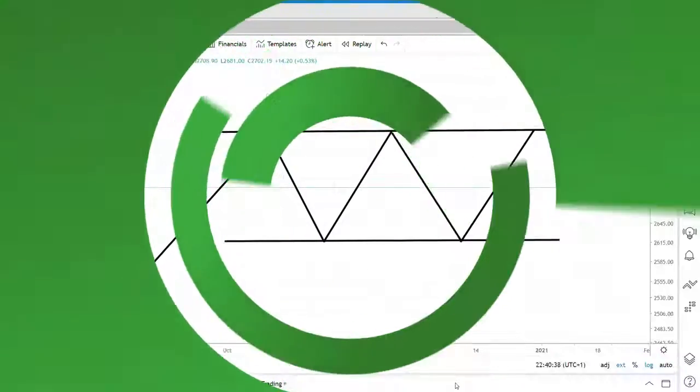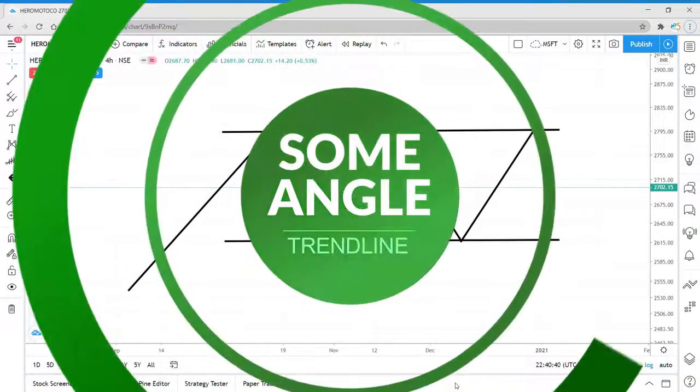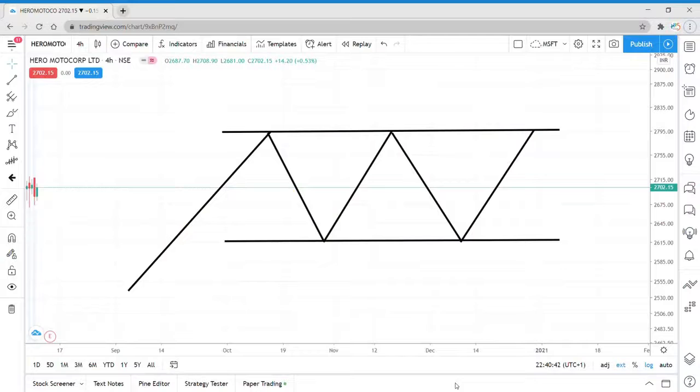Another point is that trend lines need to have some kind of angle. They should not exactly be horizontal, as they're just called support and resistance lines, not trend lines. In this example, these are support and resistance points. This is a ranging market. This is not a trending market. Therefore, you can't call these lines trend lines.